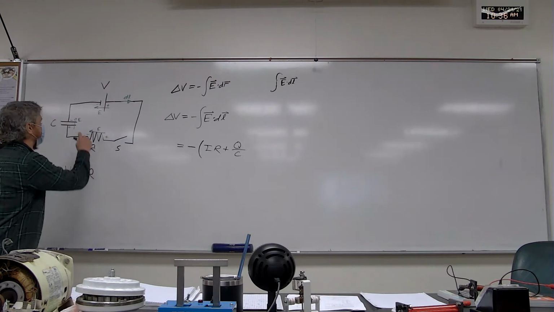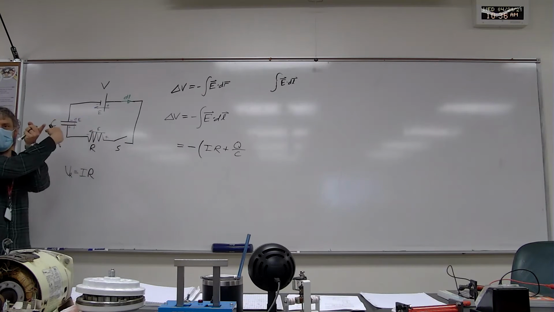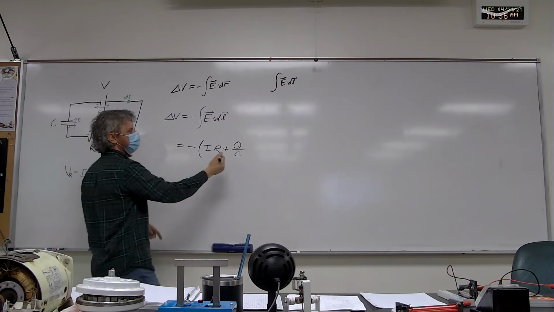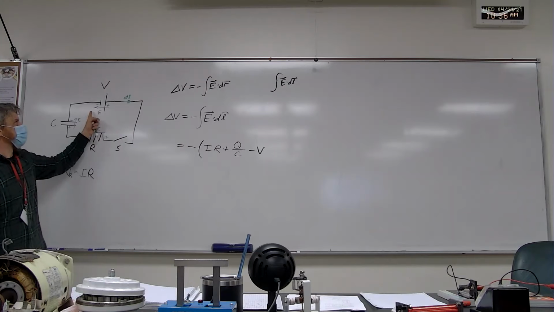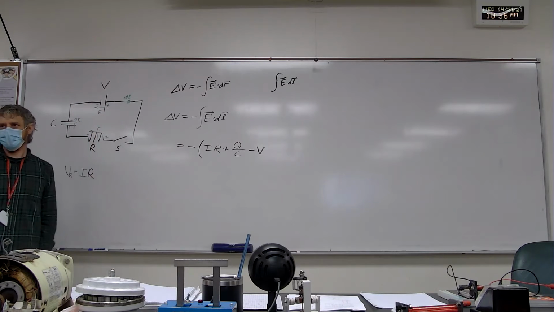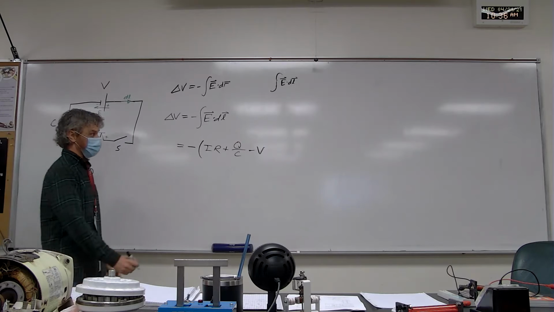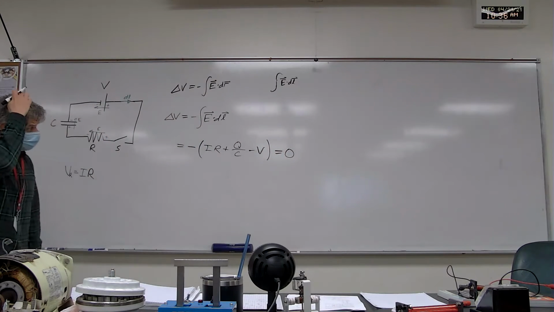Okay. And then I get to the battery. Well, the battery dl is in the opposite direction of E. And so I will actually have the negative voltage, right? And again, integrating E dot dl just gives me the voltage of the battery as I do that integral over the battery. And so all that equals 0, right?